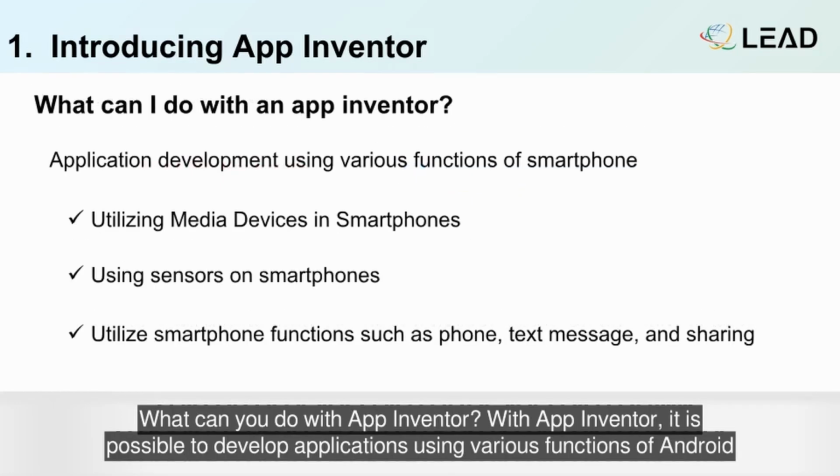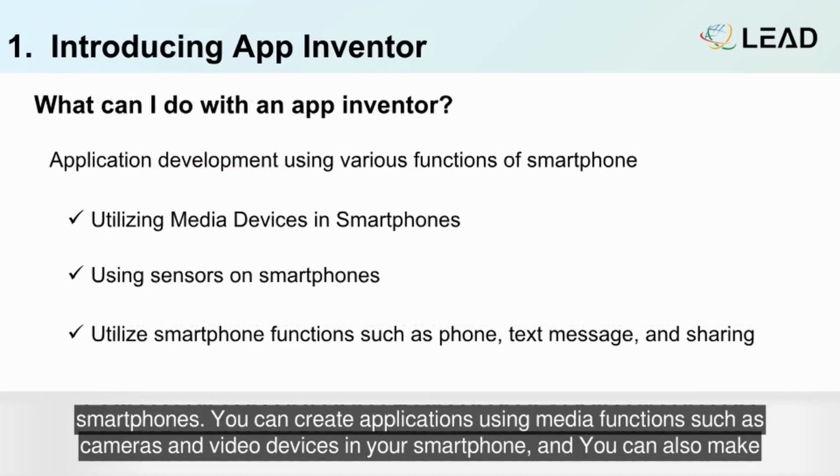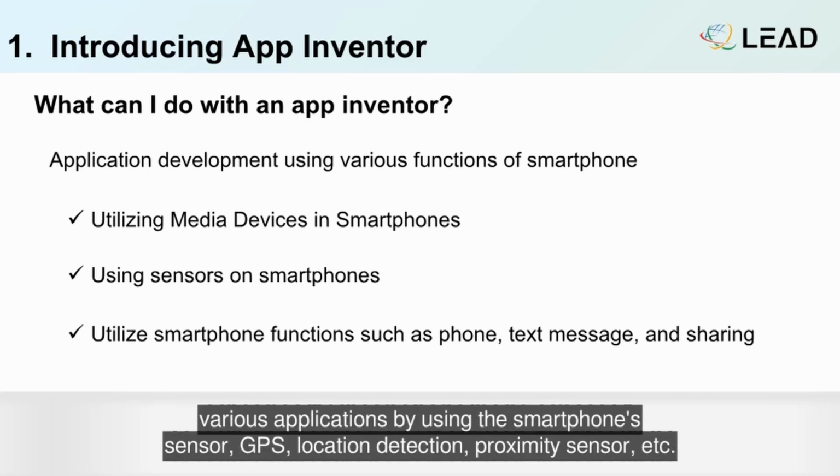What can you do with App Inventor? With App Inventor, it is possible to develop applications using various functions of Android smartphones. You can create applications using media functions such as cameras and video devices in your smartphone, and you can also make various applications by using the smartphone sensor, GPS, location detection, proximity sensor, etc.